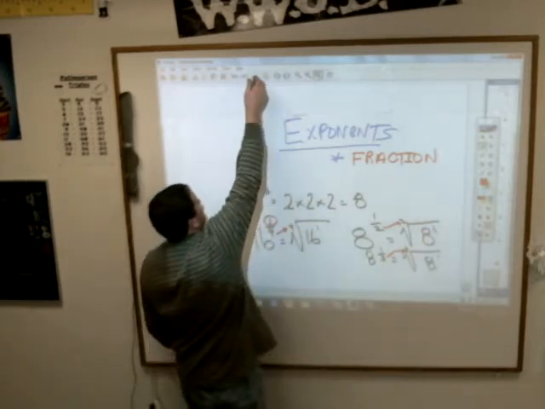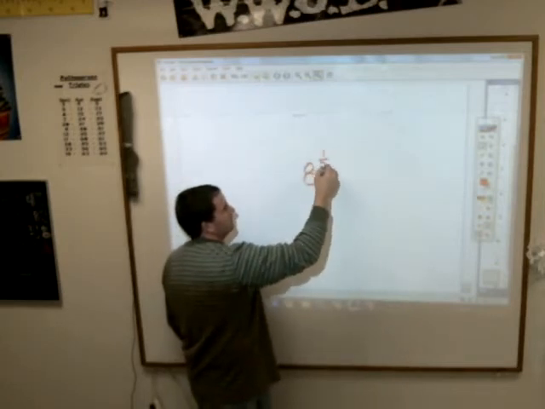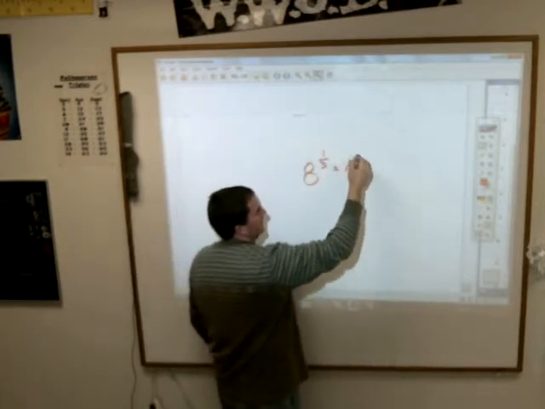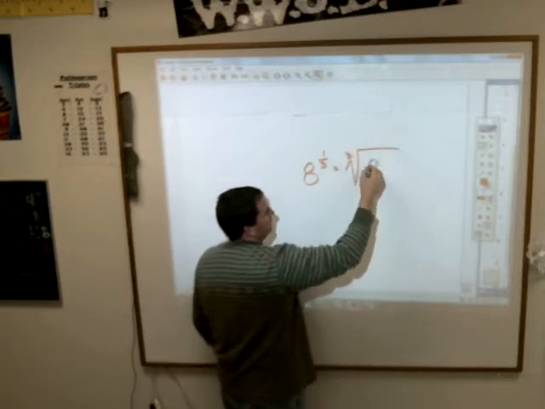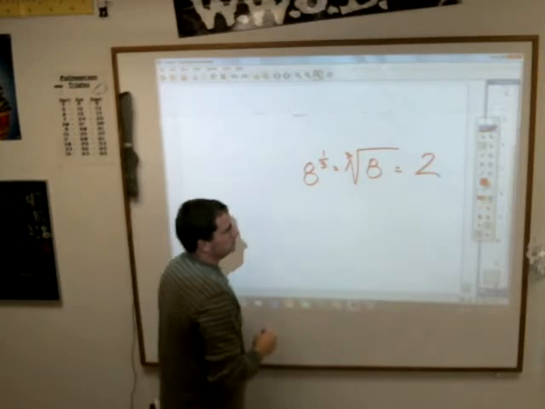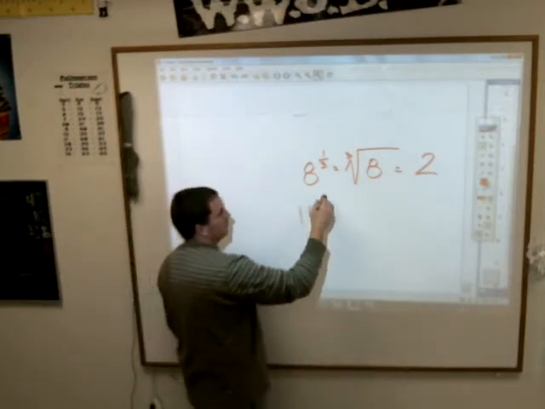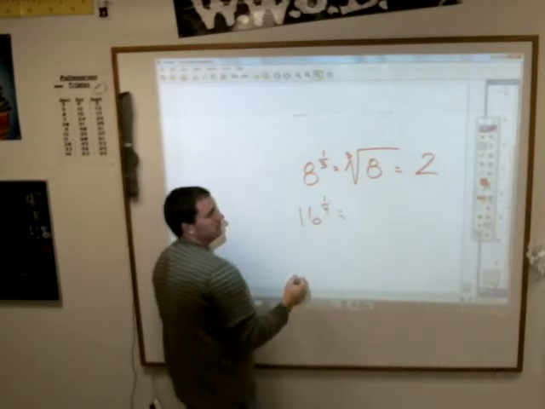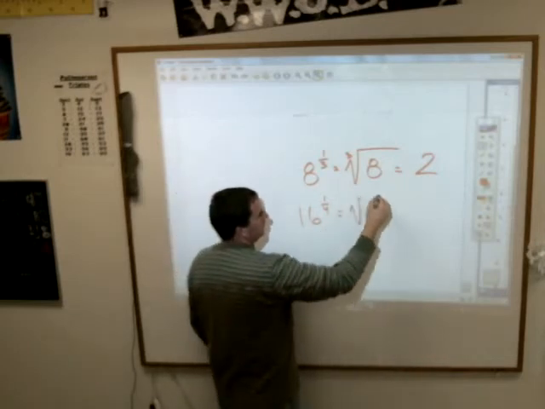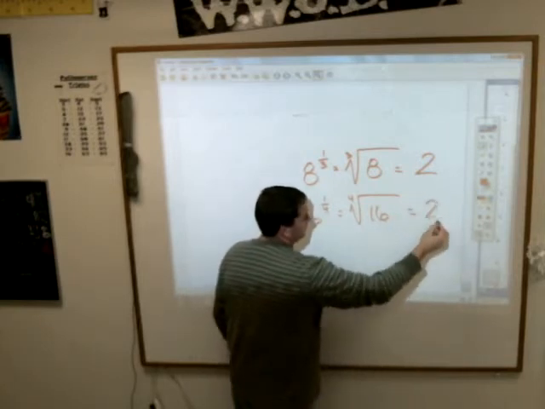So, let's look at a couple that work out here. Again, 8 to the 1/3 power is the same thing as the cube root of 8, which does work out to a nice even 2. Or the one where we said 16 to the 1/4 power is equal to the 4th root of 16, which is also equal to 2.